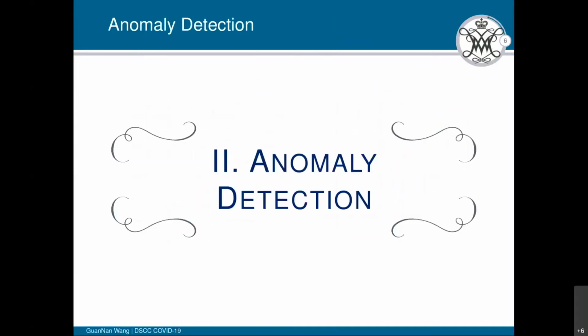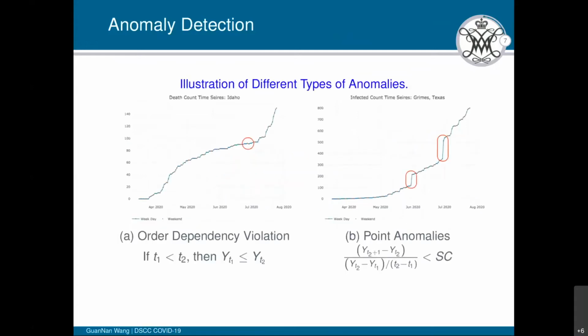Okay, after the comparison, now let's discuss the anomaly detection. Within the epidemic data, we observe 2 major types of anomalies. The first one is the order dependency violation, and the second one is the point anomalies. An example of these 2 issues is illustrated here in this figure. Before conducting any analysis of the epidemic data, we may need to cure those issues. In this section, those examples are based on the NYT database, but actually all the 4 data sources have similar issues.